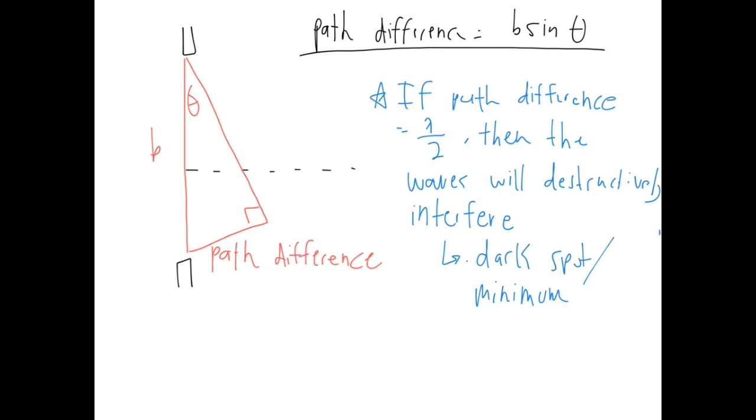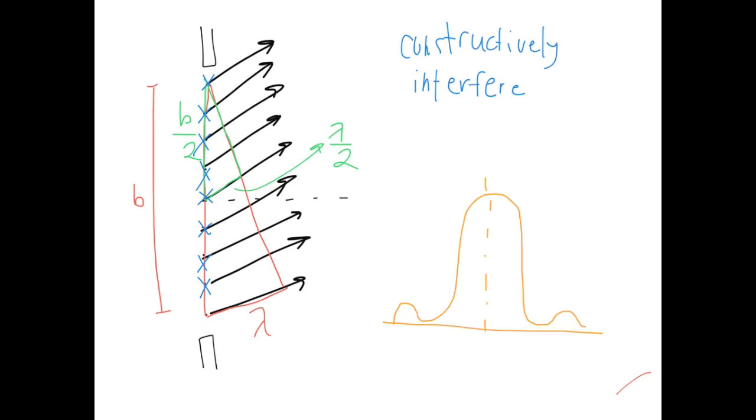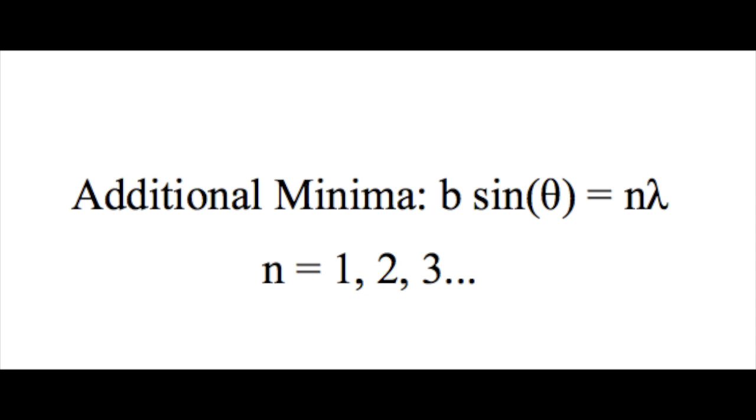If two waves have a path difference of half the wavelength, the two waves will destructively interfere and cancel each other out. Since there are an infinite amount of wavefronts, if the first and fifth destructively interfere, the second and sixth will interfere, the third and seventh, and so on. As you can see, at point P there will be no light. This corresponds to a dark spot on our original image and a minimum on our graph. As a rule, we can say that there will be a minimum on the graph whenever B sine theta is equal to n lambda, where n is 1, 2, 3, etc.